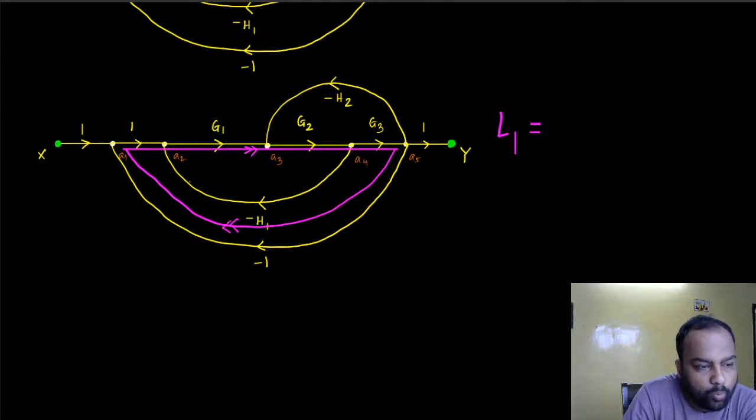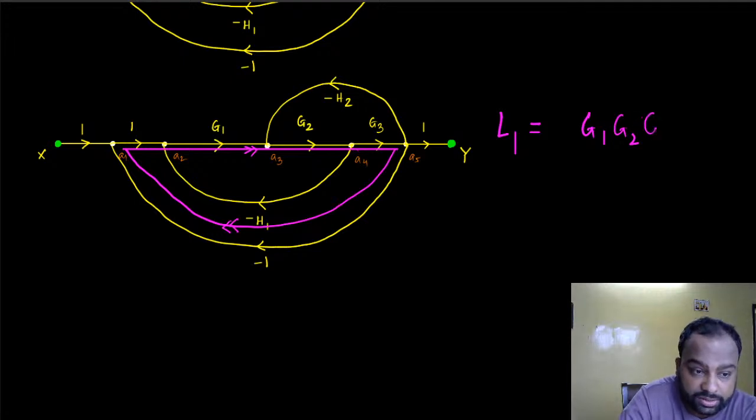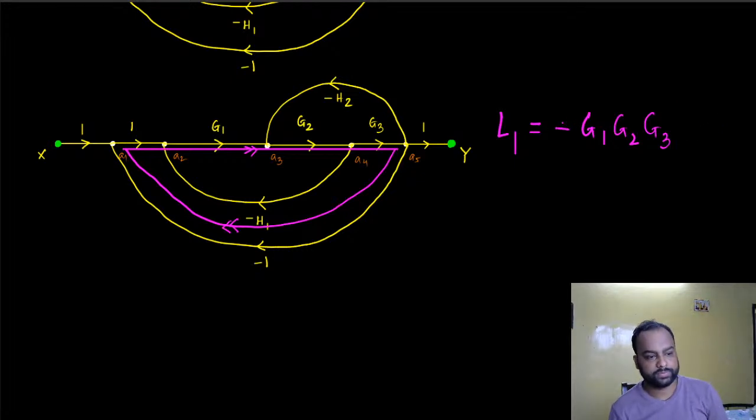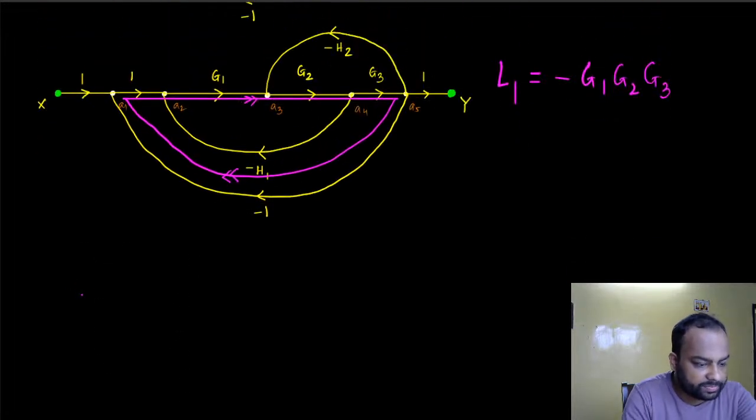What is the gain for loop 1? I started from here. What gain did I see? I saw G1. Then I saw G2. Then I saw G3. Then I saw -1, so this gets multiplied with -1. Essentially I have minus of this product. Things will be very clear if I consider the other loops as well.